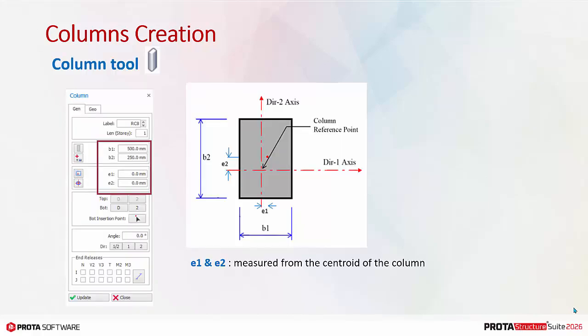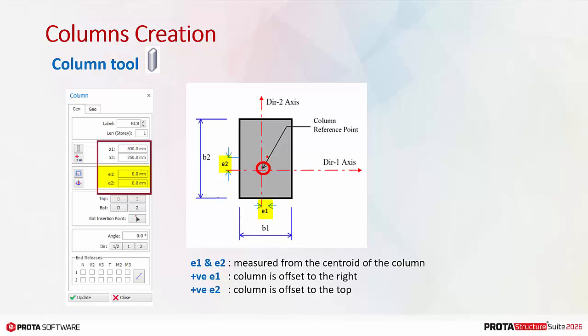If you click on the column tool, the column properties will appear. B1 is the width and B2 is the height of the column. To insert a column, there must be an intersection of two axes that will become the joint of the insertion. This is defined as the column insertion point. The exact position of the column can also be moved by inputting a horizontal eccentricity, E1, and vertical eccentricity, E2. This eccentricity is defined with respect to the centroid of the column area, as shown by the red dot here.